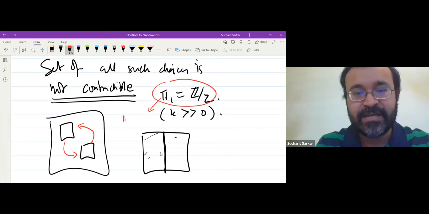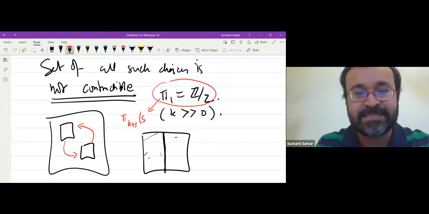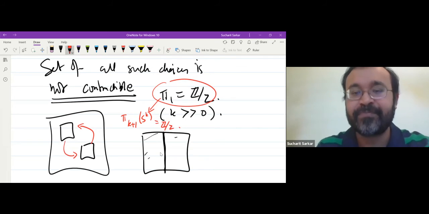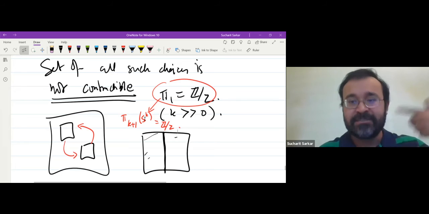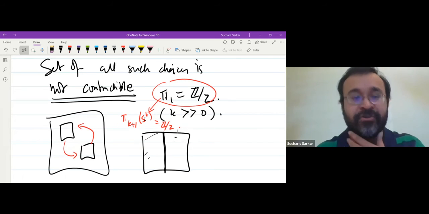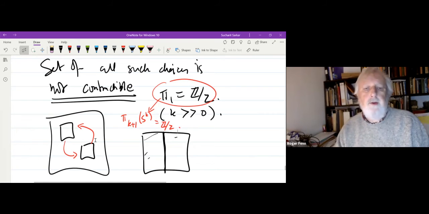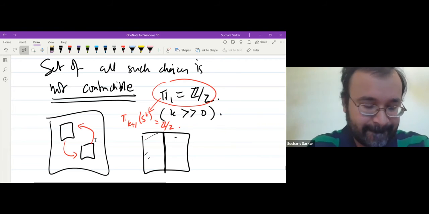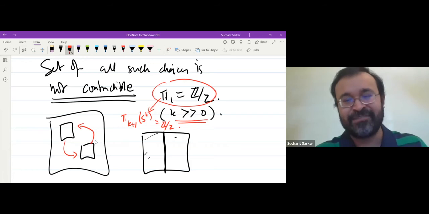This is kind of the proof that pi k plus 1 of S^k is actually Z mod 2. If you look at maps from a sphere to a sphere, there's a Z mod 2. That space of maps from a sphere to a sphere also is not contractible. That's Z mod 2. Okay, so you need k greater than 1. Yeah. Which one? You need k greater than 2. That's right. That's why I said k is much larger.